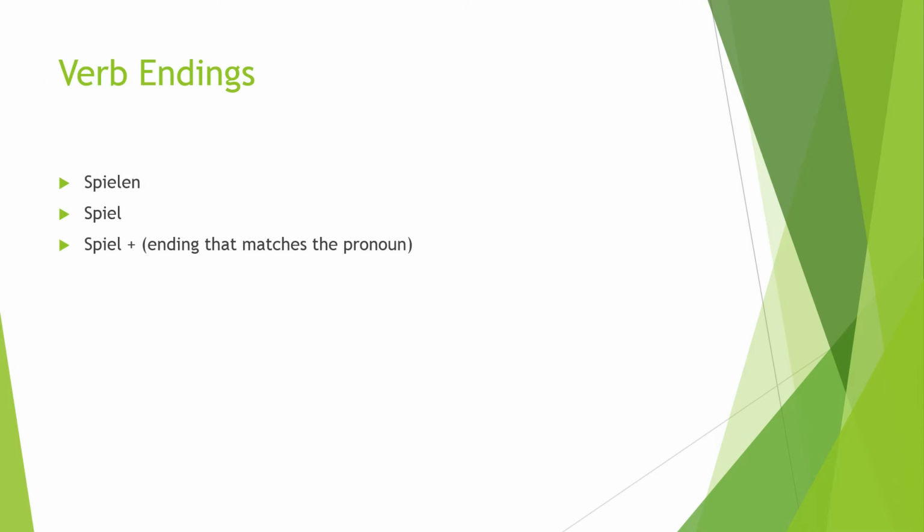Now, onwards, we have verb endings. So here we see our favorite word, spielen, in three different ways. We have spielen, the infinitive form, and now this is the typical way of thinking that people at my university are taught to learn how to conjugate, at least. We have the infinitive form, spielen. We cut off the en, and now we get spiel. And then for the third part, we take spiel, that cut-off version, and add the ending that matches the pronoun.